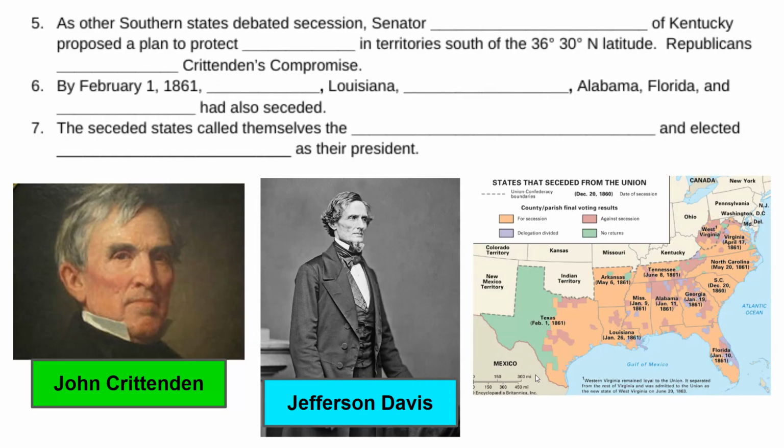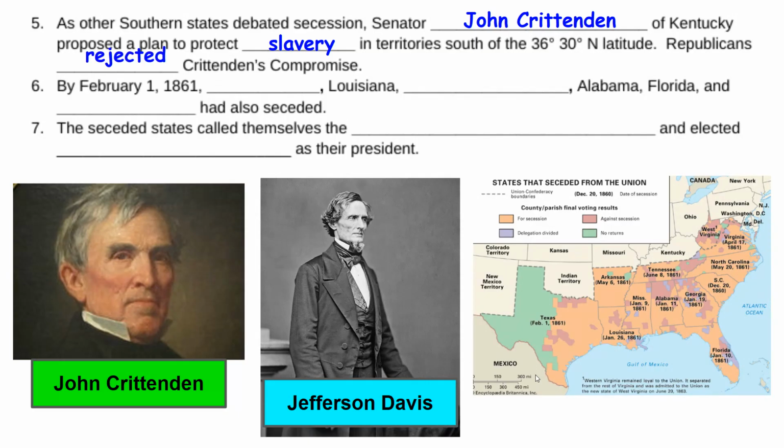So, as other southern states debated secession, Senator John Crittenden of Kentucky, coming from a divided, moderate state, proposed a plan to protect slavery in the territories south of 30 degrees north latitude, aka the Mason-Dixon line, which goes back to the Kansas-Nebraska Act or the Missouri Compromise.